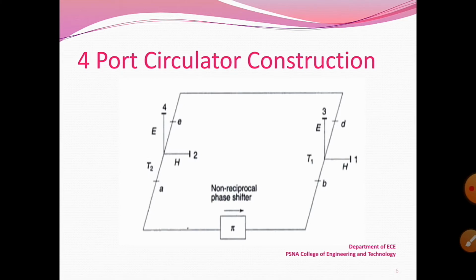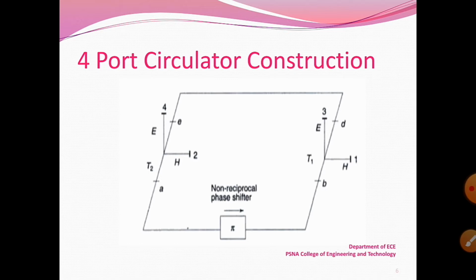So if I am giving the input at the port 1, it will be split into 2 in phase and equal amplitude waves in the collinear arms B and D of the magic T1, and they will be added up to emerge from port 2 in magic T2.